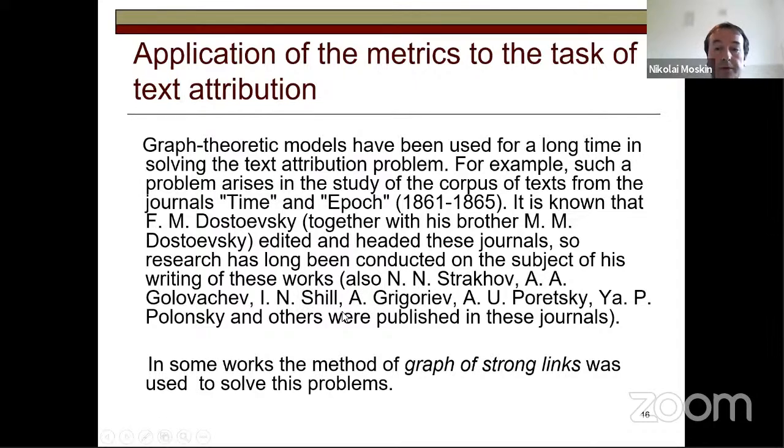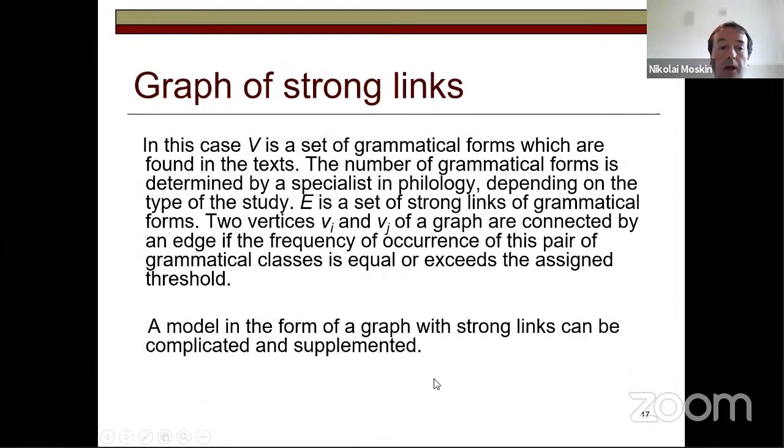So graph theoretic models can be used in such a task. In some works, the method of graph of strong links was used to solve these problems. In this graph of strong links, V is a set of grammatical forms which are found in the text. The number of grammatical forms is determined by specialists of philology, depending on the type of the study. E is a set of strong links of grammatical forms.